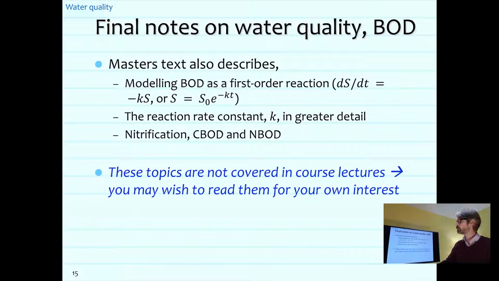A few final notes on water quality and BOD. The master's text also describes modeling BOD as a first-order reaction, so that looks like this. It also talks more about the reaction rate constant, K, which is here, and nitrification, CBOD, and NBOD. These topics, as you can tell, aren't covered in the course lectures. You don't have to read about them, but if you're interested, feel free to read further on these topics. This is the end of video 2.